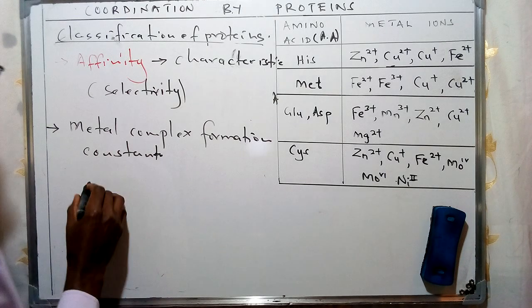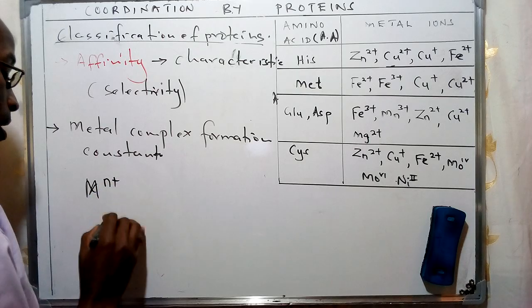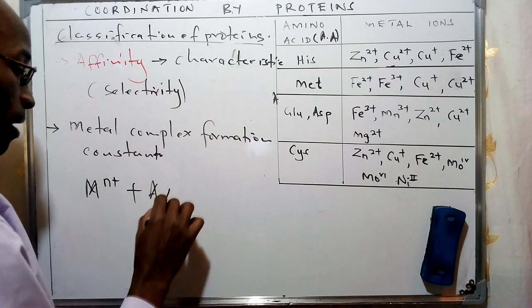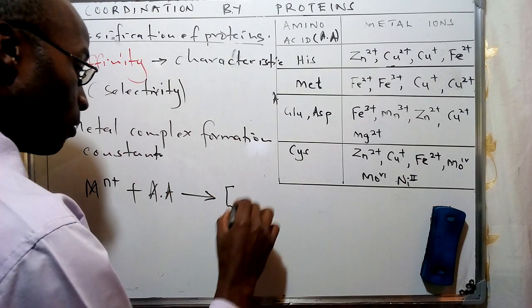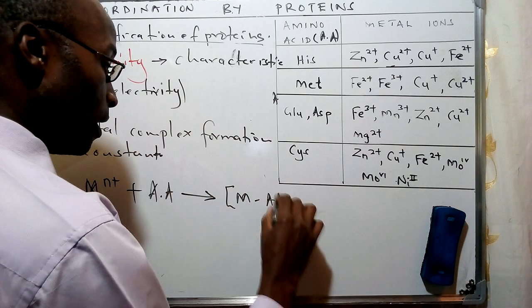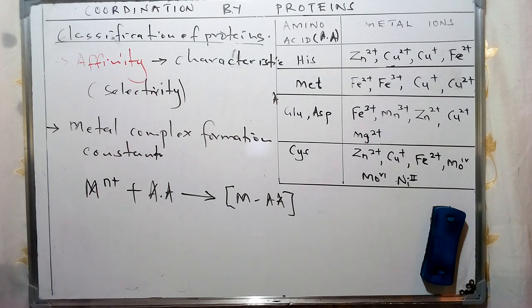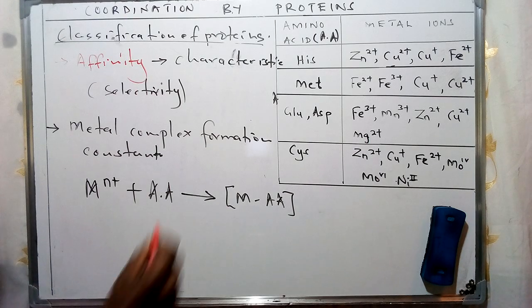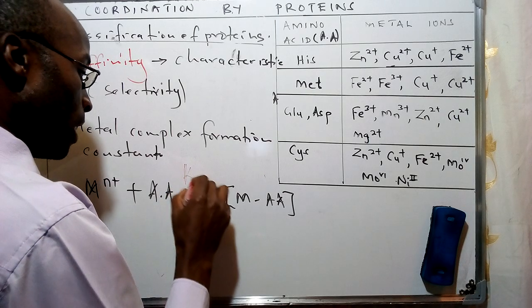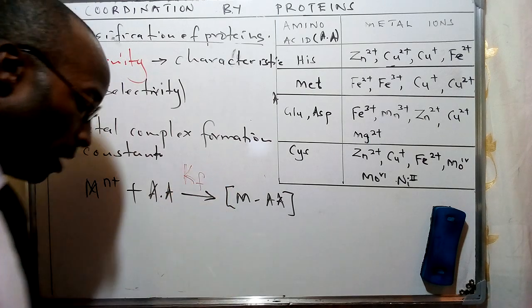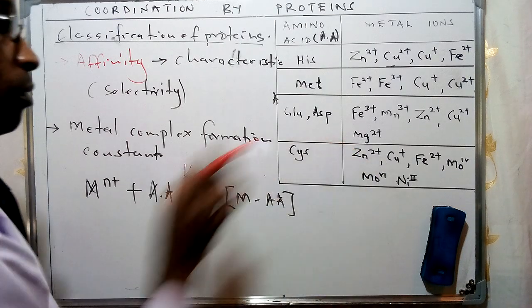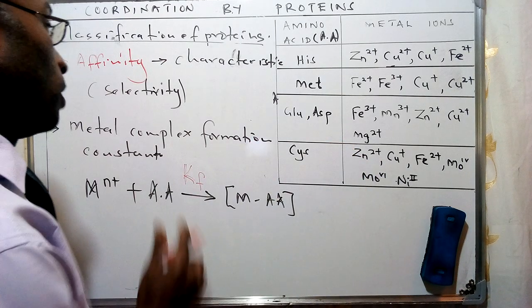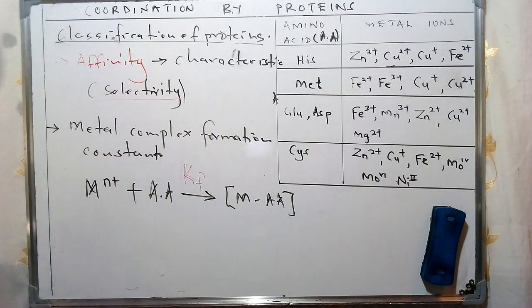So we can give this in terms of a general equation of M n+ plus amino acid, and this is going to result in the formation of a complex of a metal and amino acid. But in between here, we shall have this specific metal complex formation constant given as Kf. And this Kf is going to determine which kind of metal is going to be bonding with what kind of amino acids. And this is going to entail the concept of selectivity.